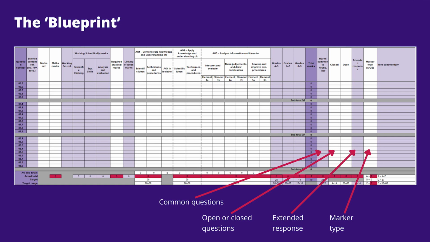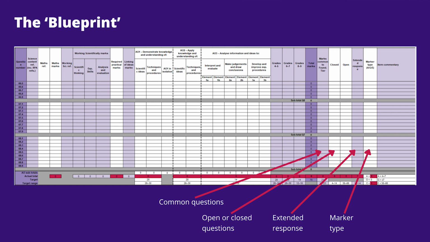Other features that are highlighted are common questions. These are all graded at 4 to 5 and are common to both foundation and higher tier papers, so that direct comparisons can be made during the awarding process.